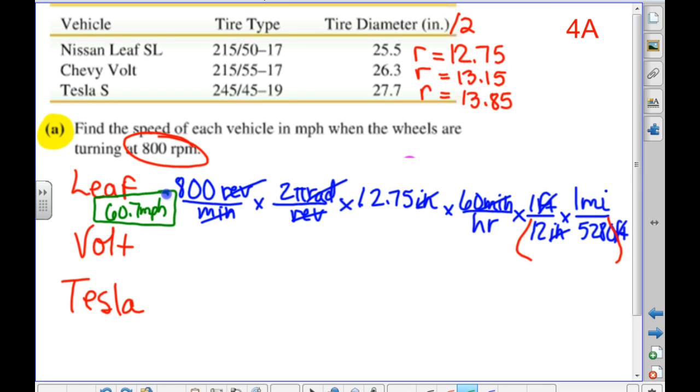That's the Leaf. Is anything going to be different for the Volt? Only the radius. Yep. Can I cheat and not rewrite all that? Okay. We just need to replace that number with a 13.15. So 800, I know you guys are just copy and pasting. I have an old calculator here. 800 times 2 pi times 13.15 times 60 divided by 12 times 5280, all in a parenthesis. 62.6, anybody? Yeah.